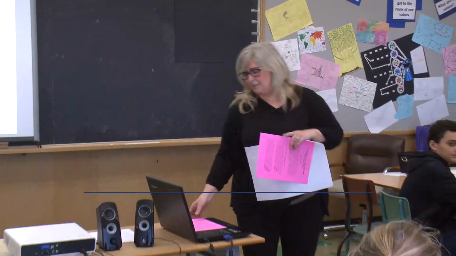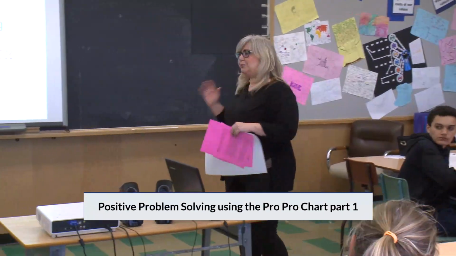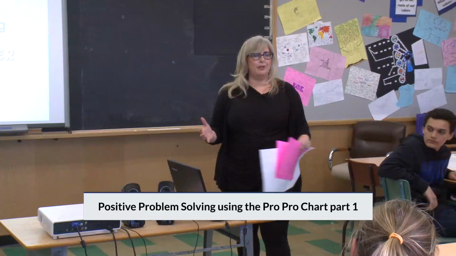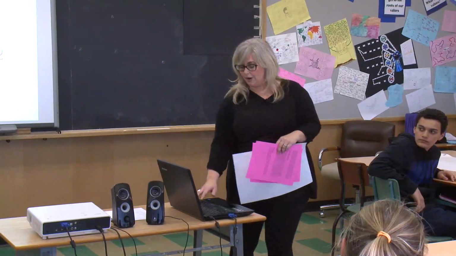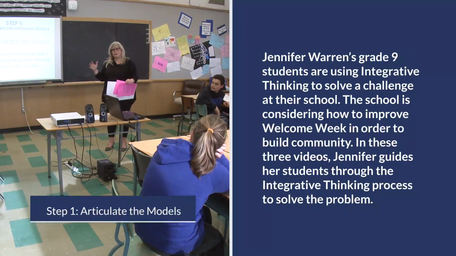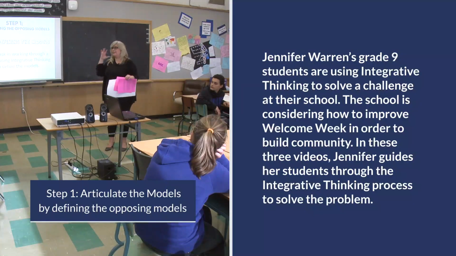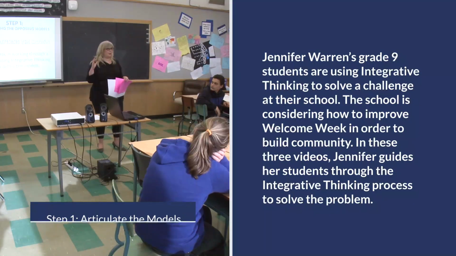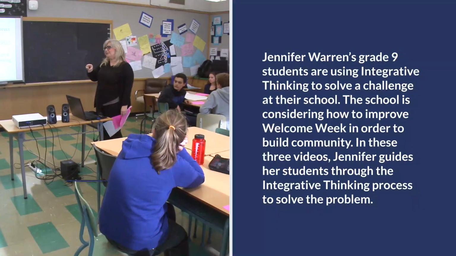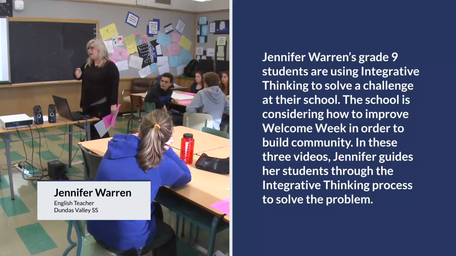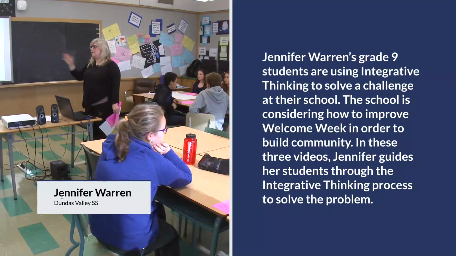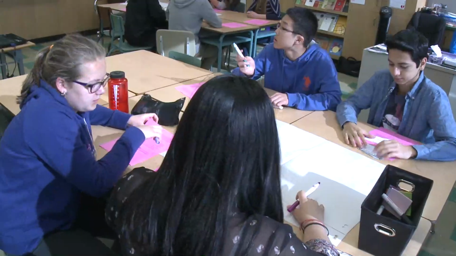So our first step when we are using the pro-pro chart to solve a problem is to articulate the model. This is a really important step to make sure that everybody at the table has the exact same understanding of what these models are. I would like you to use the chart paper there and divide it in half and put model A and model B on there, and then describe what the models look like.